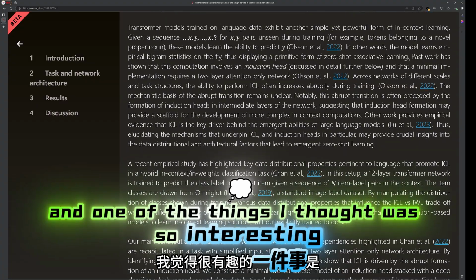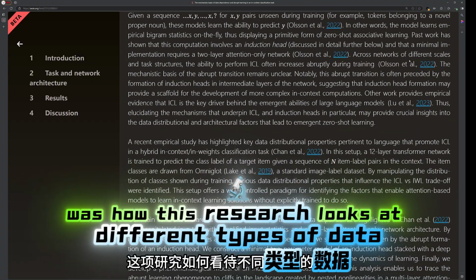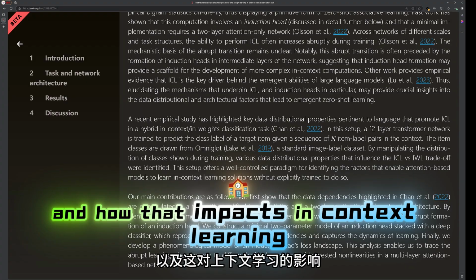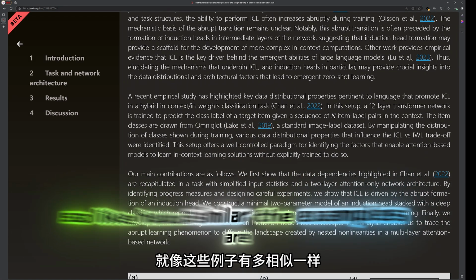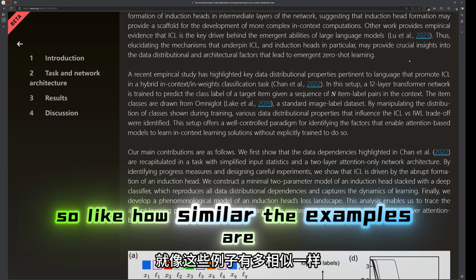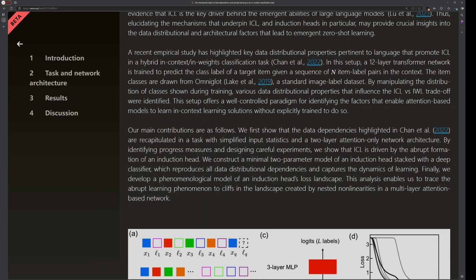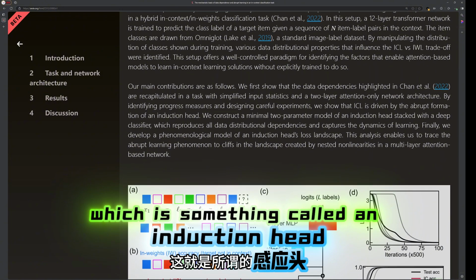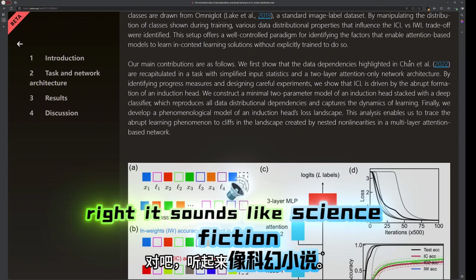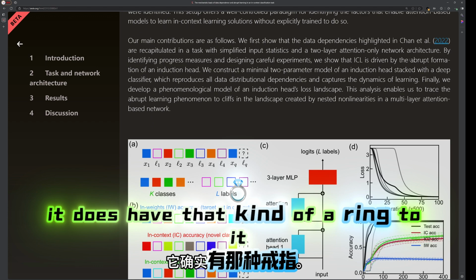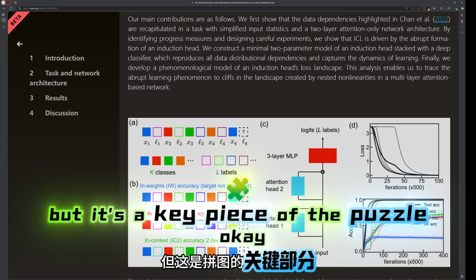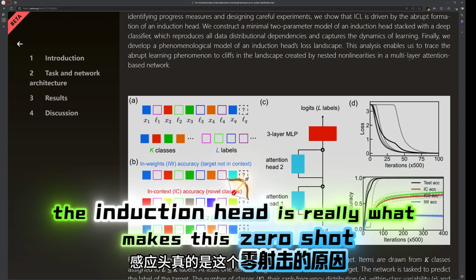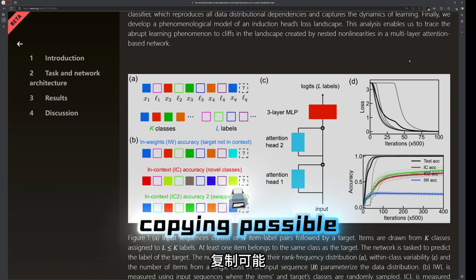One of the things I thought was so interesting was how this research looks at different types of data and how that impacts in-context learning, like how similar the examples are, how varied they are. But there's one detail that really stood out to me, which is something called an induction head. It sounds like science fiction, but it's a key piece of the puzzle. The induction head is really what makes this zero-shot copying possible.